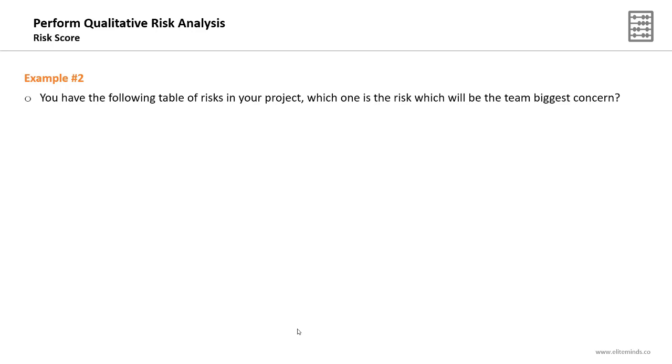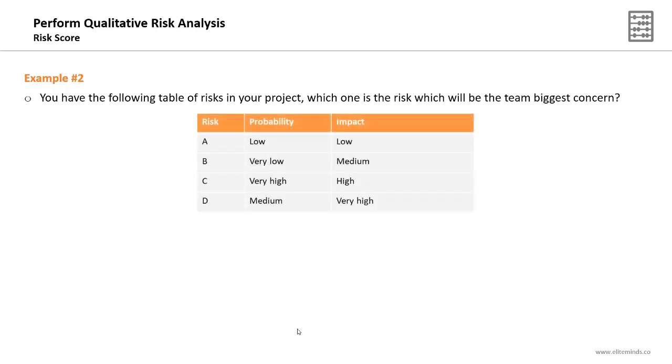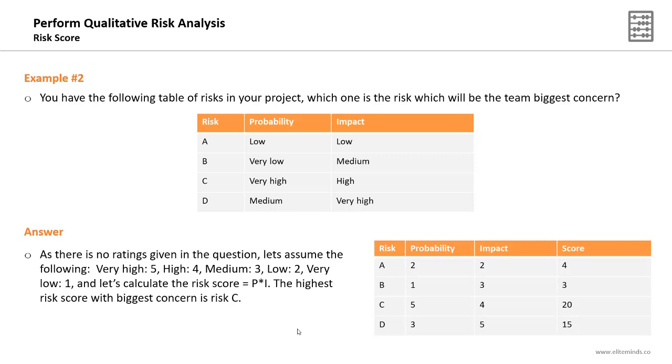Another example: you have the following table of risks in your project. Which risk will be the team's biggest concern? In order to determine the risk which will be the team's biggest concern, we need to calculate the risk score, and the risk with the highest risk score will be the one with the biggest team concern. Now, the difference between this example and the previous one is that in this example, we are not given any charts for the probability and impact rating. So simply we will develop one.